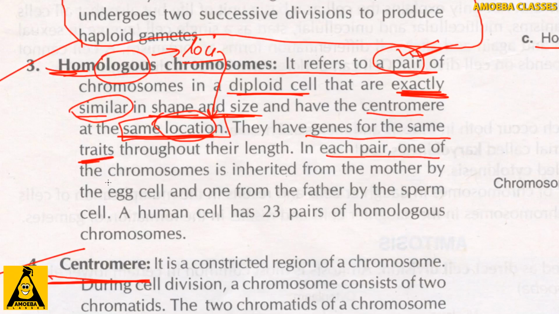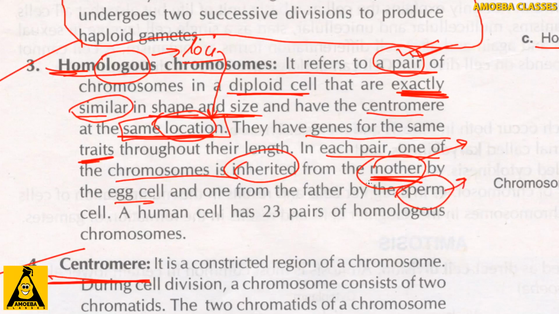In each pair, one of the chromosomes is inherited from the mother. The chromosome of the mother that we have inherited is called maternal, by the egg cell, and one from the father by the sperm cell. A human cell consists of 23 pairs of homologous chromosomes. If you haven't understood, don't worry, let's begin the understanding properly.